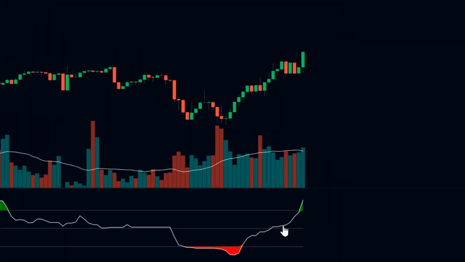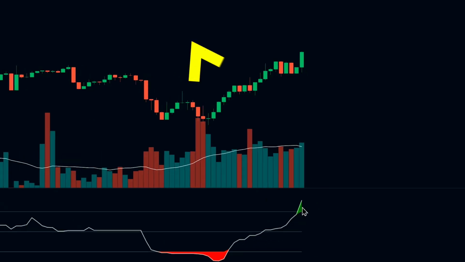You might be wondering how to use these indicators to take long and short positions. Let me break it down for you. For a long trade, make sure the TTF line has crossed above the upper plot, signaling a strong bullish trend.